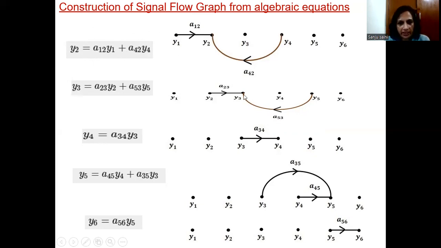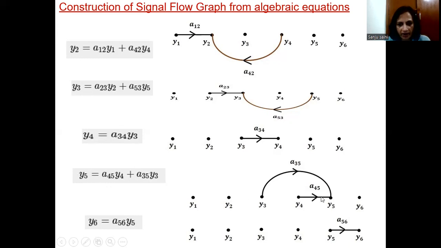Similarly, y3 is equal to a23 y2 plus a53 y5. So y3 is a23 y2 plus a53 y5. Similarly, we can represent the third equation, y4. This is y4, and the incoming signal to this is a34 into y3. Then similarly, the incoming signal to y5 is a45 y4.